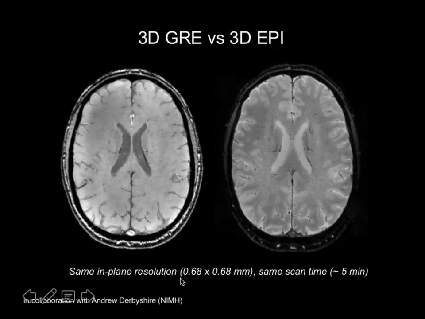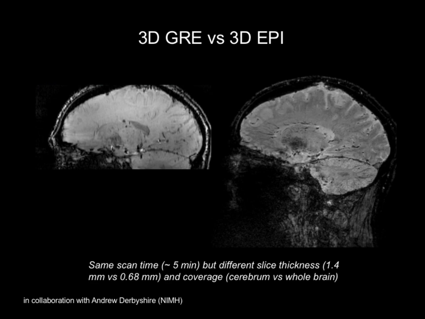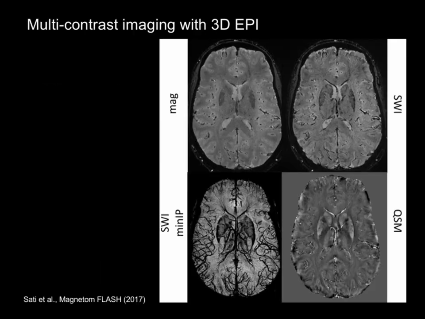So just a final example: here's the product sequence, here's the prototype sequence we developed at NIH, with the same scan time. You see the contrast is very different, and it's obviously much easier to pick out the veins on our sequence on the right. And then of course when you look at the coverage, which is crucial in MS because you want to make sure there are lesions in the supratentorial brain, but also in the infratentorial brain, this is important here, and clearly the prototype sequence beats the product sequence.